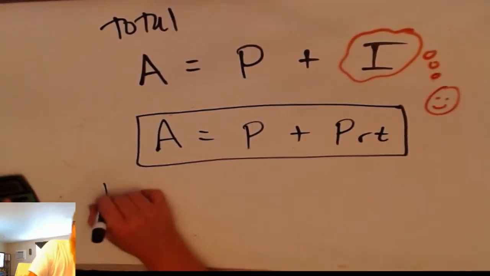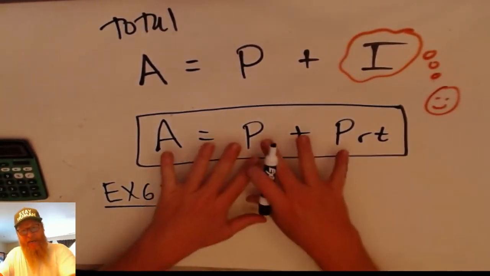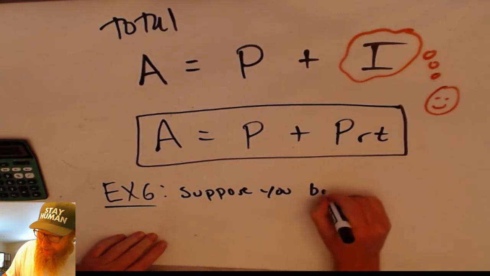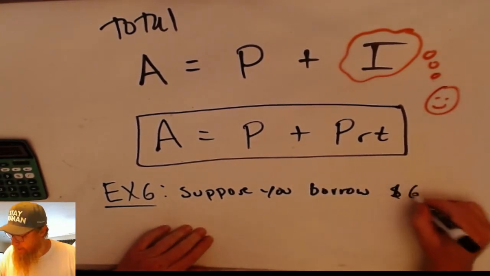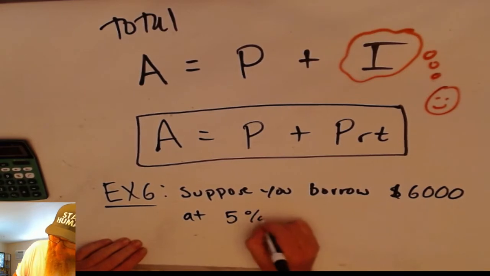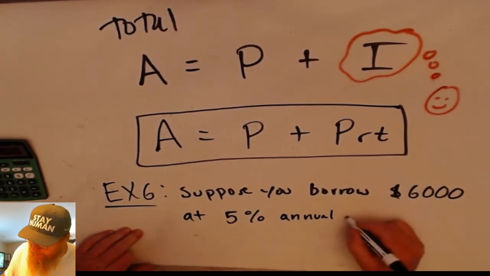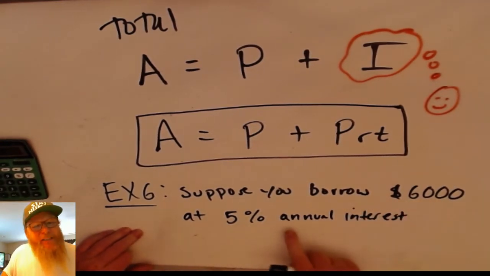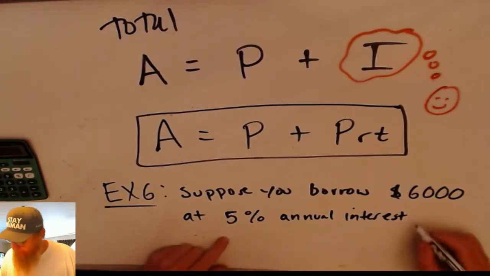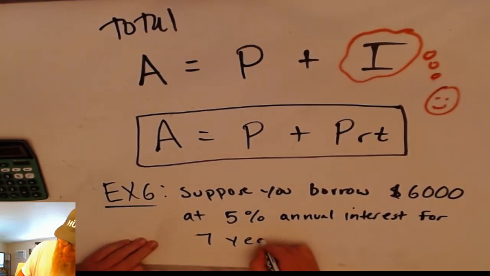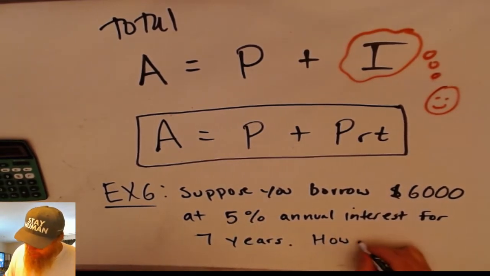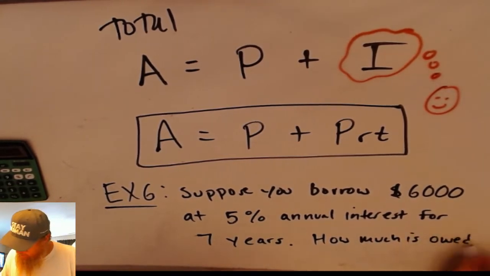Okay, so let's go ahead and use this formula. Example 6. I want to keep the formula here, so I'm going to try and squeeze my problem here. Suppose you borrow $6,000 at 5% annual interest. Sometimes we'll say simple annual interest just to make it clear, but since all the problems I'm doing are simple, let's just keep it that way. For 7 years. Did I say 6 years? I meant to say 7 years. So $6,000 at 5% interest for 7 years. How much is owed at the end?